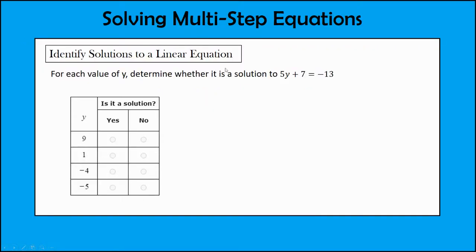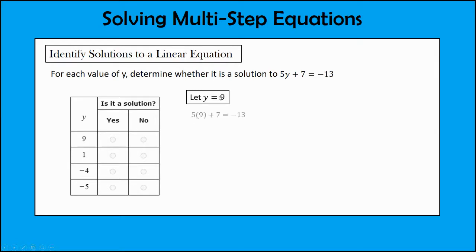So the first kind of question you're going to get tonight is basically this. We understand that the solution to an equation is the value that will make the equation true. And our first question is they give us a two-step equation and just say which of these, if any, are a solution to the equation. So when we're given a situation like this, what we're really going to do is take these y values they're giving us of 9, 1, -4, -5, and substitute them into our equation and see if it makes it true.